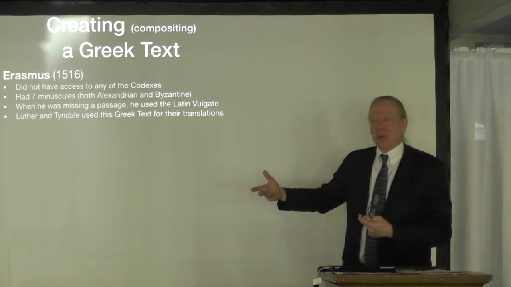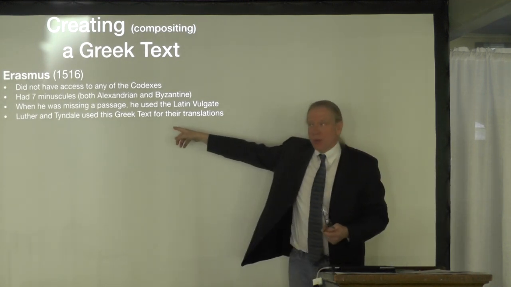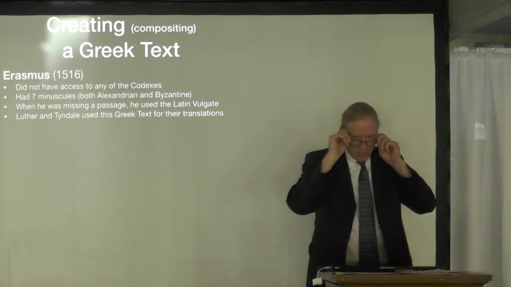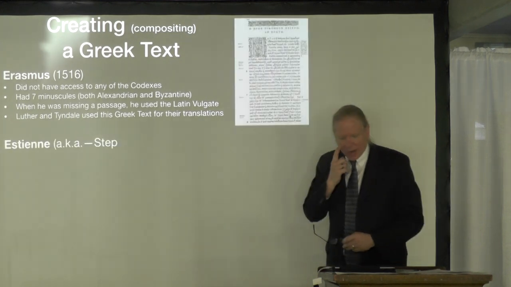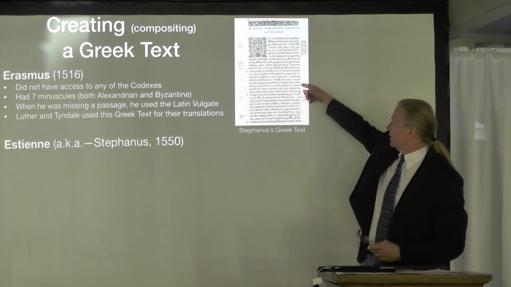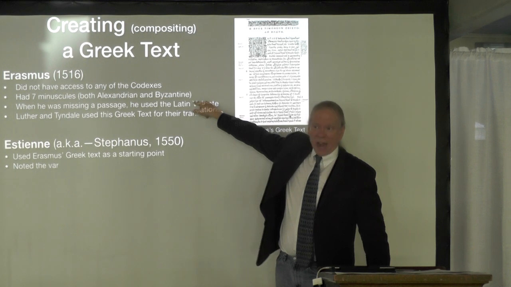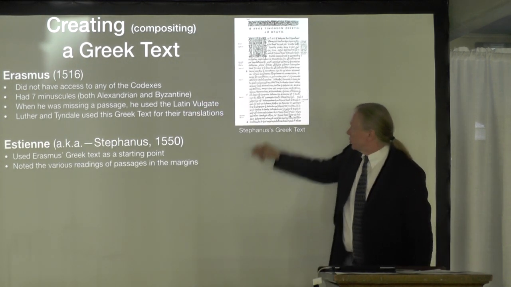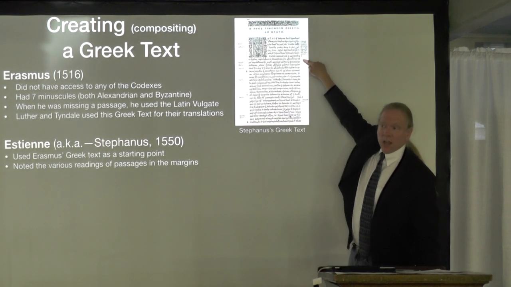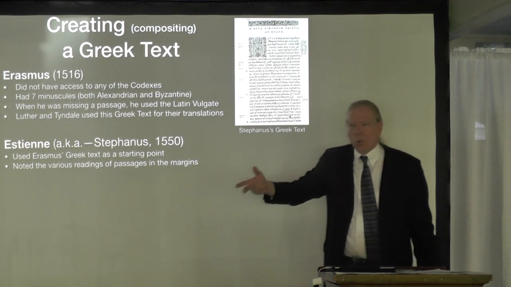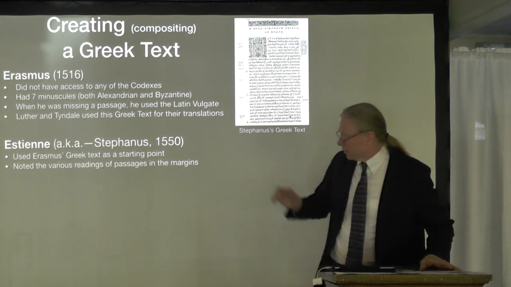Tyndale, you remember Tyndale, he created the first English translation, and Tyndale also used Erasmus' text, but it was the first attempt. Nobody would use Erasmus' text today. So there's another guy named Estienne, aka Stephanus, and this is an actual copy of the Greek text that Stephanus came up with. He started with Erasmus's attempt as a starting point, and he started putting various readings and passages in the scripture to show that there were differences between many of the copies of the Greek text. He wanted to make sure that you're aware he was making certain choices. And so this was a much better attempt, but it wasn't the finalized attempt.